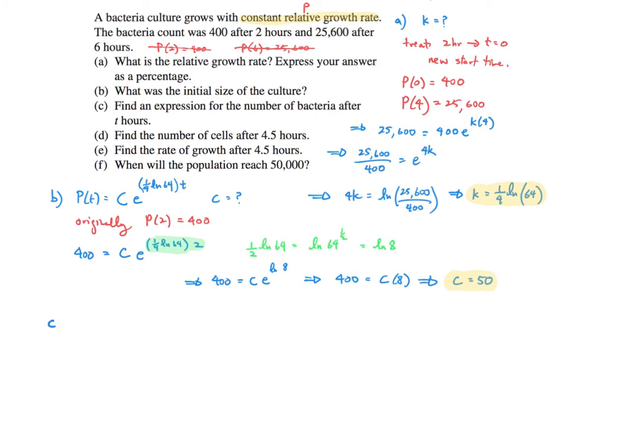So for part C, our general formula is P(t) equals some constant times e to the kt. What we've found is that our C is going to be 50 and our k is going to be 1/4 natural log of 64, all times t. So this formula is the general formula for our situation.